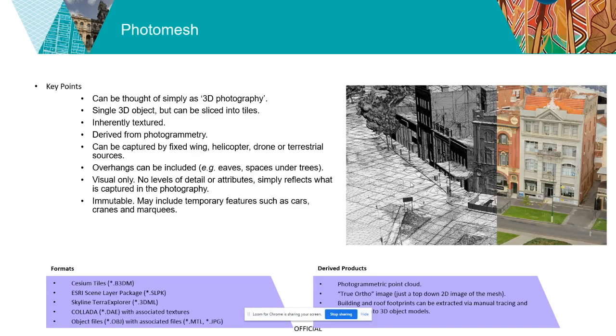A photomesh is a single epoch, a single object, which is a snapshot in time. I do like to refer to it as 3D photography. Think of it as a cross between a LiDAR point cloud and aerial imagery. You can see the image on the right of the photomesh. It is made up of many thousands and millions of triangles all stitched together with photography applied.